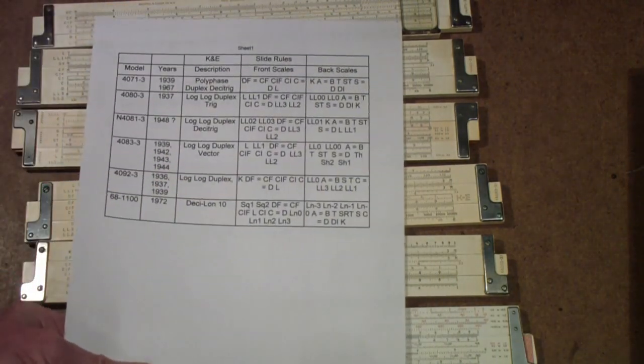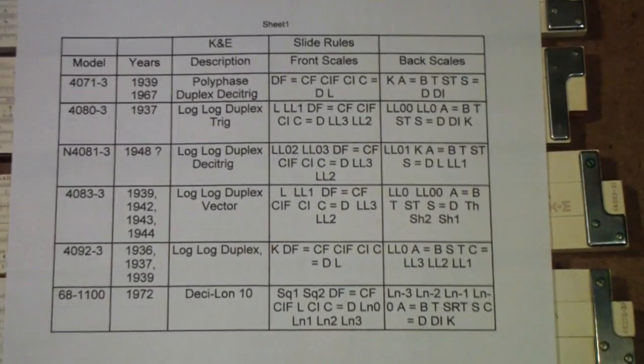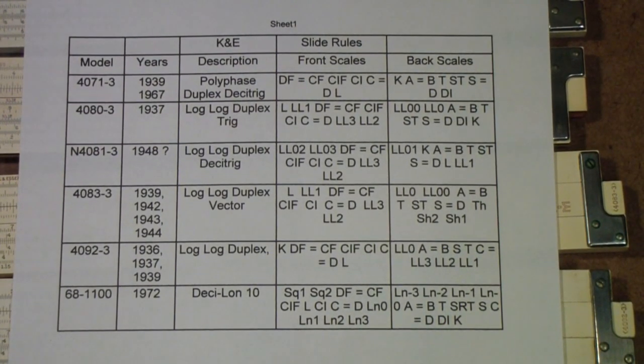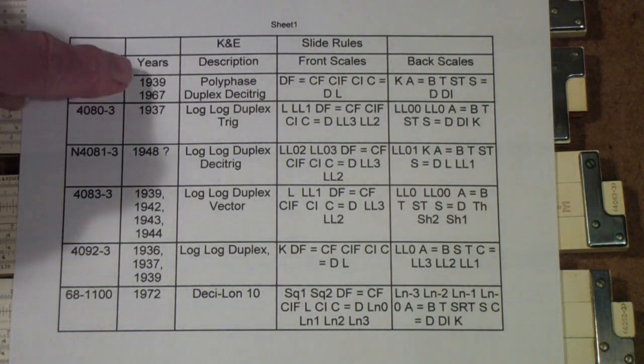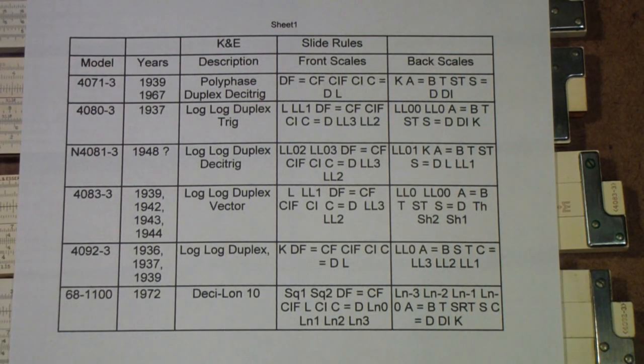Here is a synopsis of the rules that we're going to talk about today, and they are arranged in order of the model number. But like every other slide rule manufacturer, the model numbers do not necessarily increase over the years. Instead, they sometimes jump around. So the first one we're going to look at is the 4071. It's a fairly simple duplex slide rule introduced in 1939. This one I have been able to confirm the dates and was still being sold in 1967.